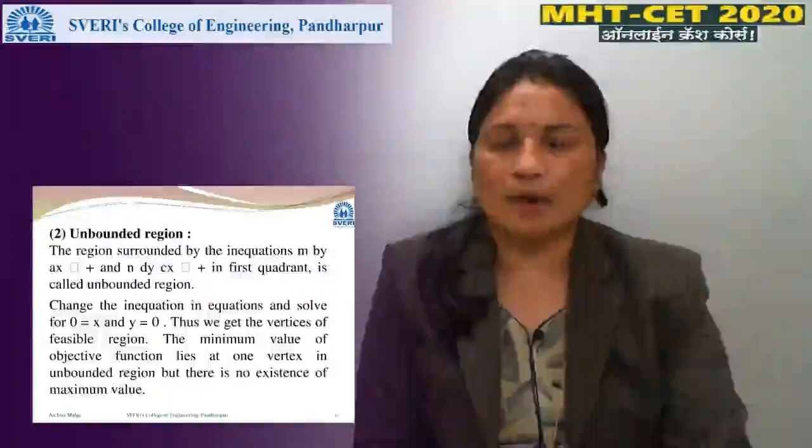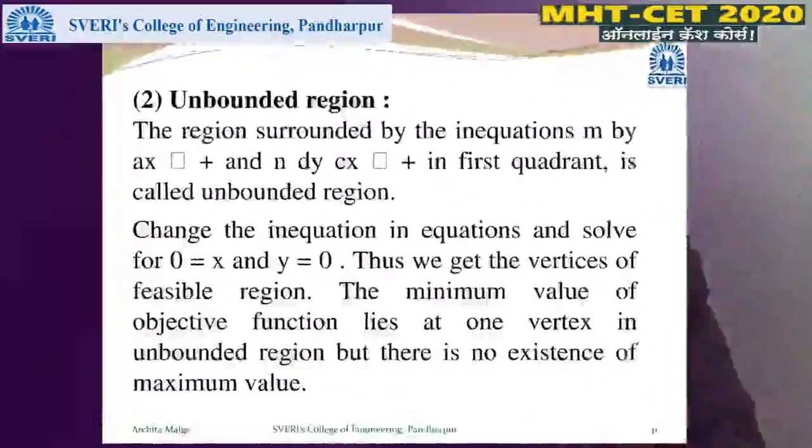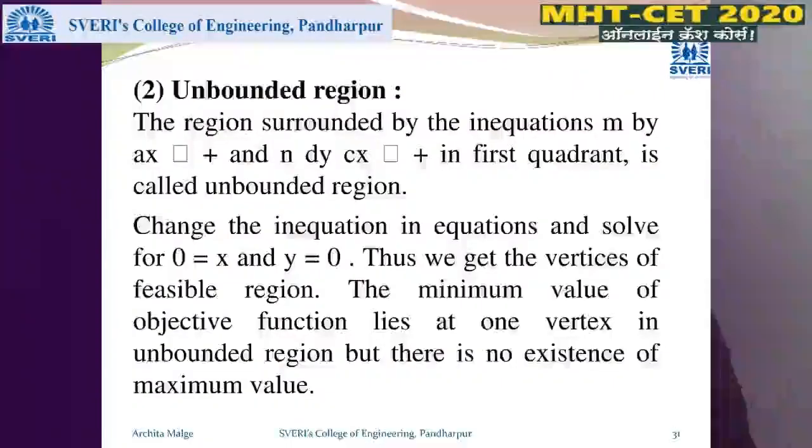Then what is the unbounded region? The region surrounded by the inequations ax plus by in the first quadrant is called the unbounded region. So change the inequations into equations and solve for x equal to 0 and y equal to 0.